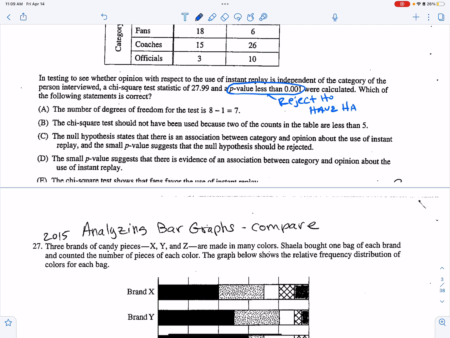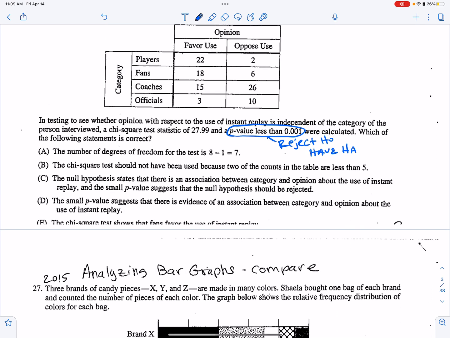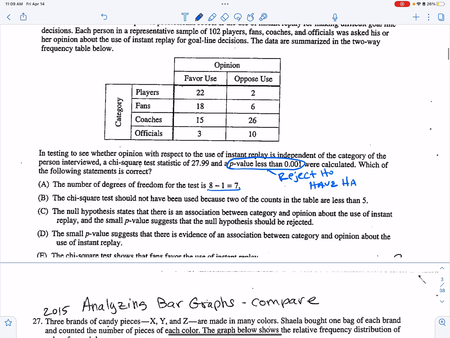And the first one says the number of degrees of freedom for this test is 8 minus 1, which is 7. No, because this is a 2 by 2 table. So as I was talking about, row minus 1 times column minus 1. So this would be 4 minus 1 times 2 minus 1, which is obviously not 8 minus 1, which is 7. That's not correct.